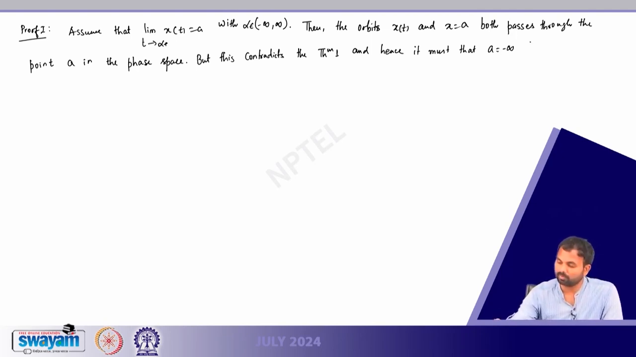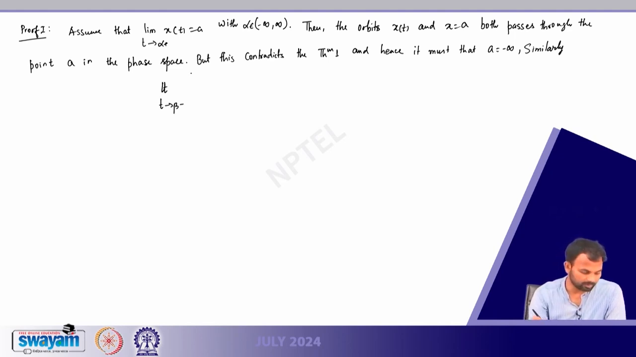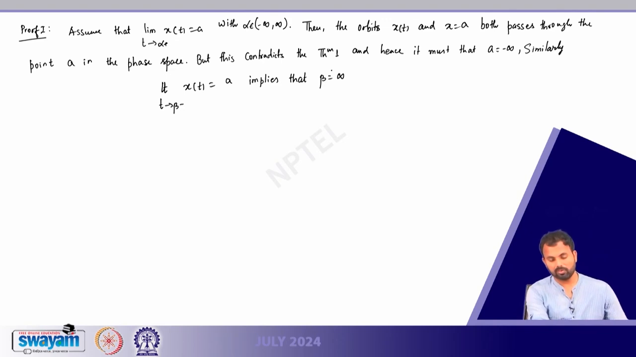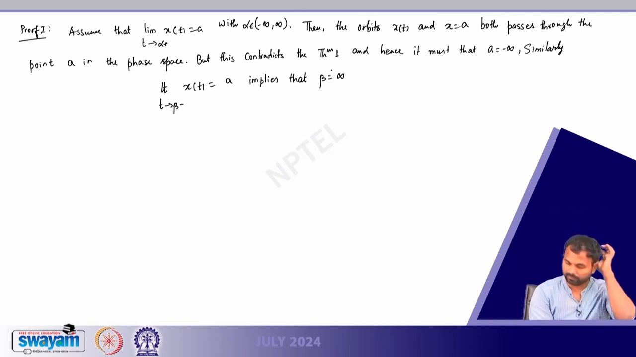And similarly, we can prove that limit t tends to beta of x(t) equals a implies that beta must be positive infinity. So, these are the two theorems based on the orbits and the phase space.